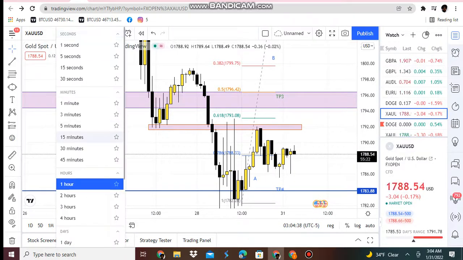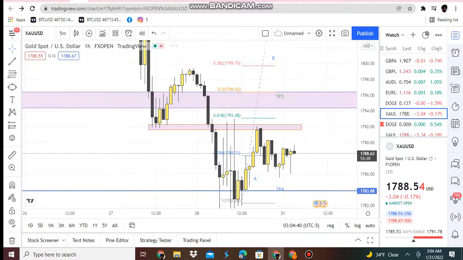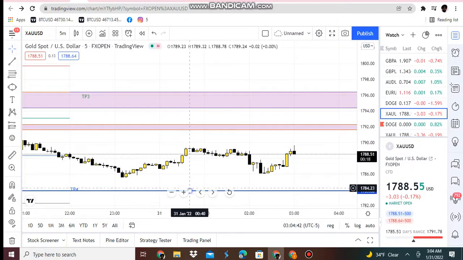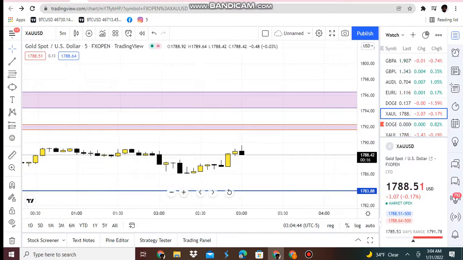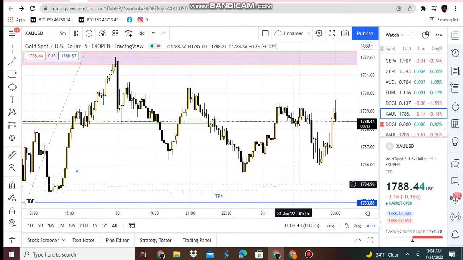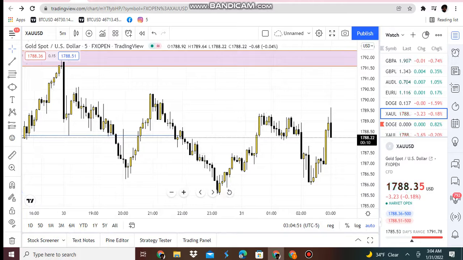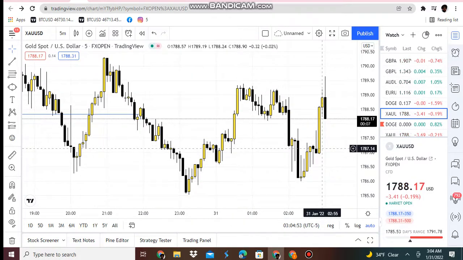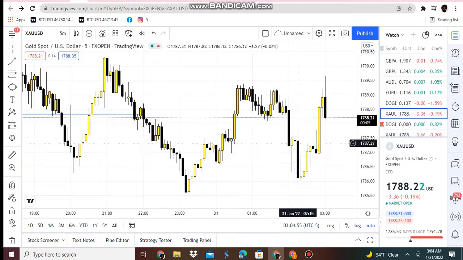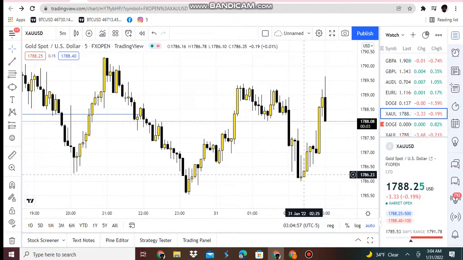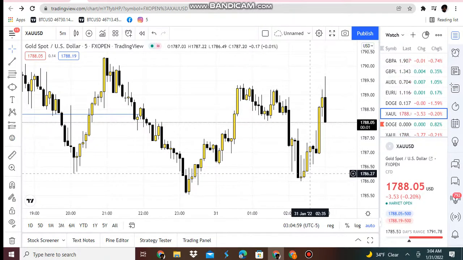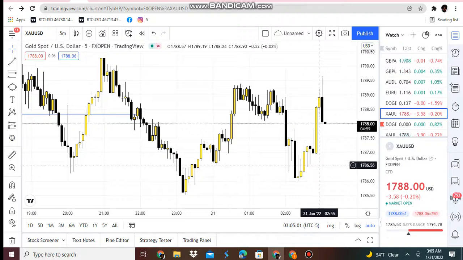Now we scale into the 15, the 5 minute, the 30, and we see what price is doing on these time frames. We have to wait for some type of confirmation. As you can see now, price is heading back up. So you could have got in when price made a higher low. You enter for a buy when price makes a higher low.